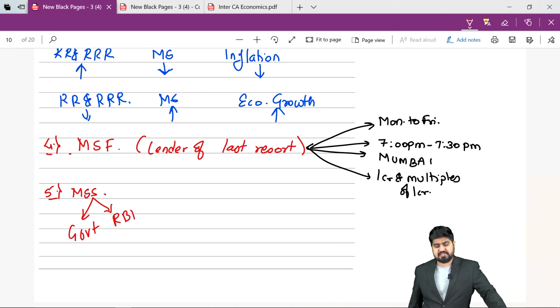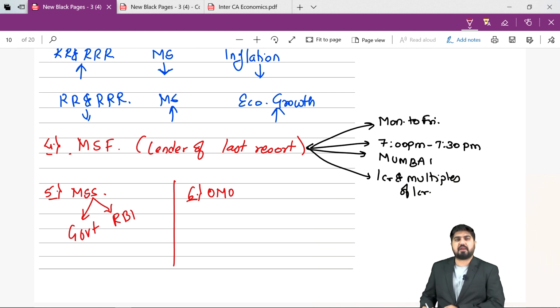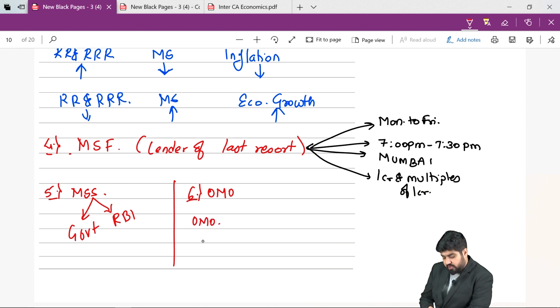That's market stabilization scheme. The last one, students, is open market operation. Now what do you mean by open market operation? Open market operation means buying and selling of securities in the open market in order to influence our level of money supply. So see this, if I want to reduce the level of money supply, I am RBI, what will I do? I will sell more and more government securities in the market so that I can take away money from the country.